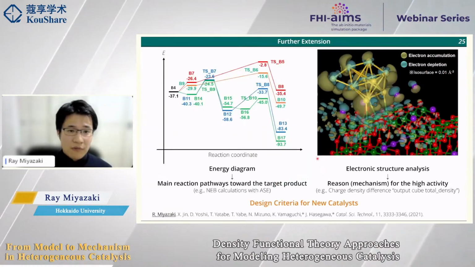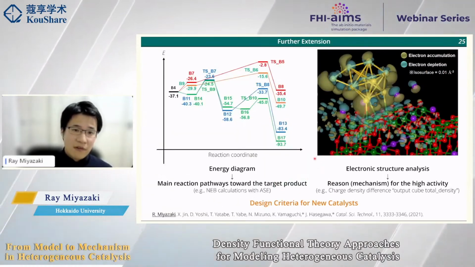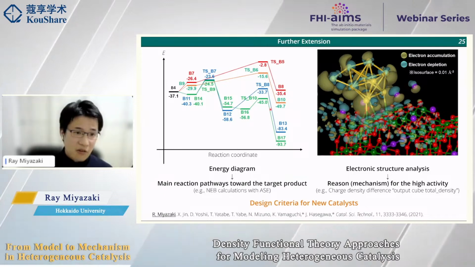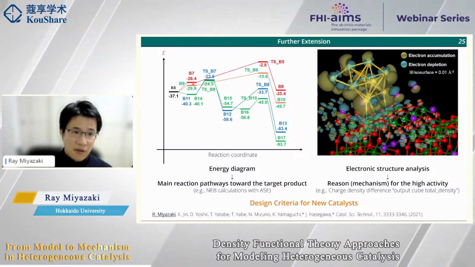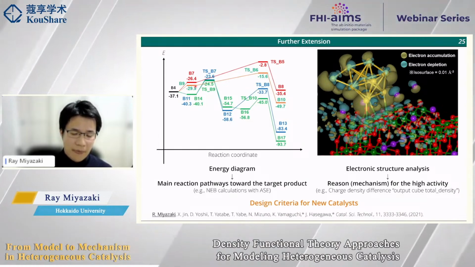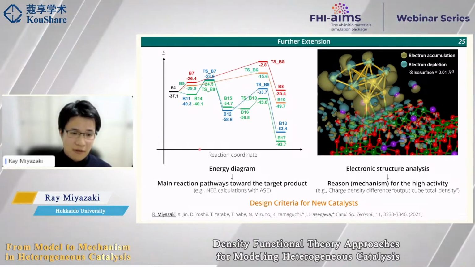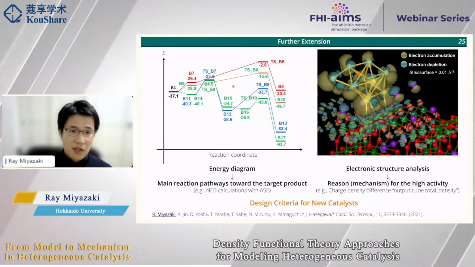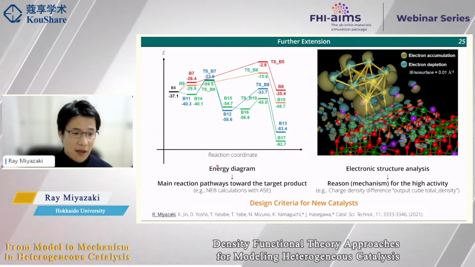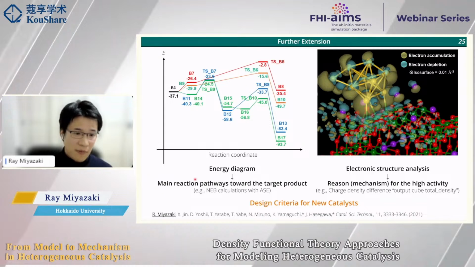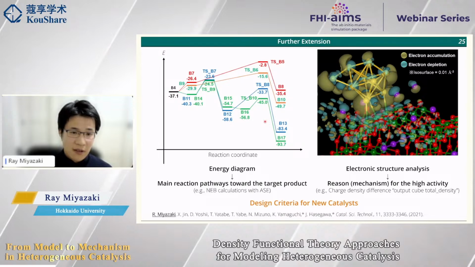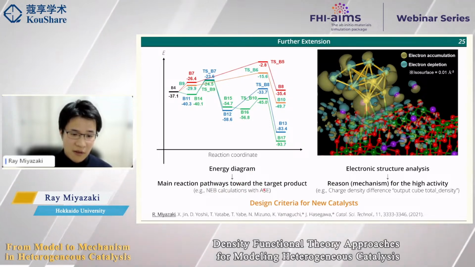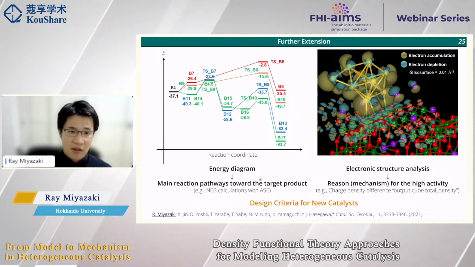And of course, by using this information, we can further extend to reaction mechanism investigation. For example, we can calculate the transition states connecting each intermediate, which represents the reaction coordinate, and then we can get the reaction pathways. And by comparing those pathways, we can get the main reaction pathway towards the target product. And this kind of calculation can be achieved by using nudged elastic band calculations with the Atomic Simulation Environment and FHI-aims.